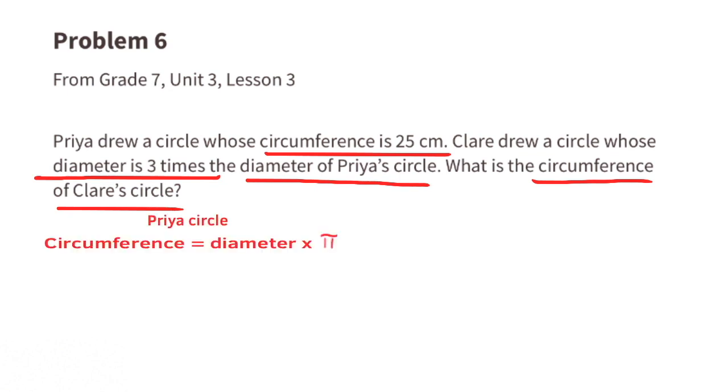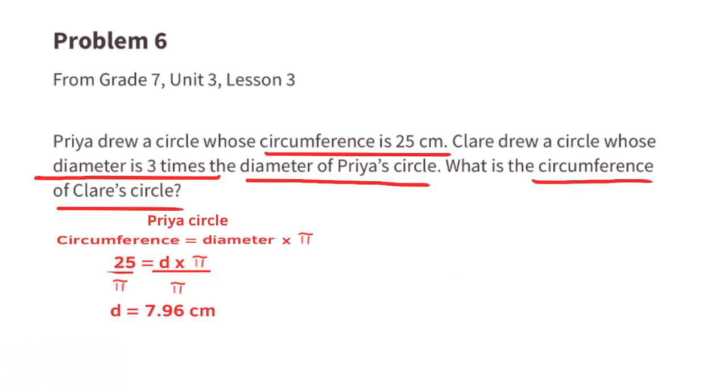We know that Priya's circle has a circumference that's equal to the diameter times pi. They told us that the circumference is 25 centimeters, so we can rewrite this as 25 centimeters equals the diameter times pi. Let's figure out what the diameter is. We can divide both sides by pi. On the right-hand side, we have d times pi divided by pi. That equals d. And 25 divided by pi equals 7.96.